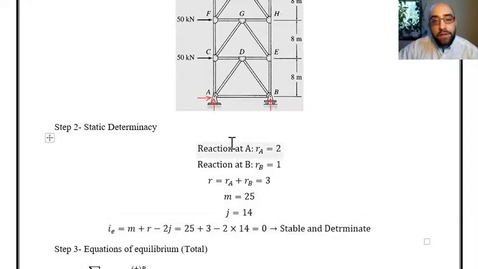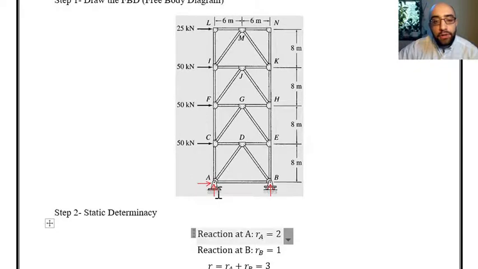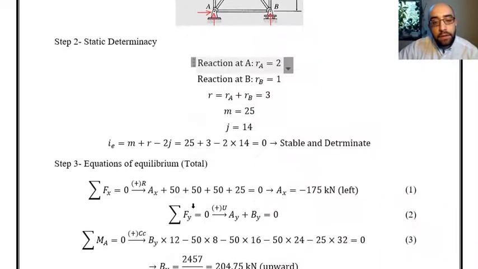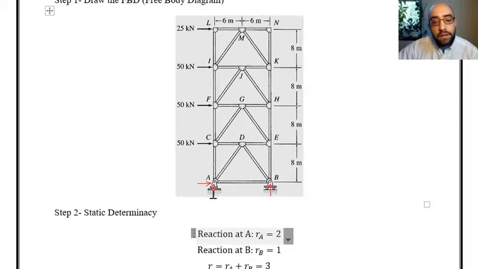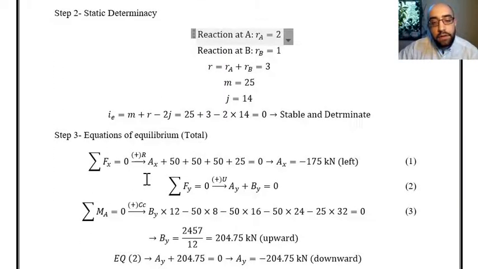For finding the reactions, I can simply write the equations of equilibrium. Summation of forces in X equal to 0. That will be Ax plus 50, 50, 50, and 25 equal to 0. Based on this, we can find the horizontal reaction at A. That is minus 175, which means that it is to the left. Then we have summation of forces in vertical direction equal to 0. That's Ay plus By, and there is no other vertical reaction, so these are the only two forces.